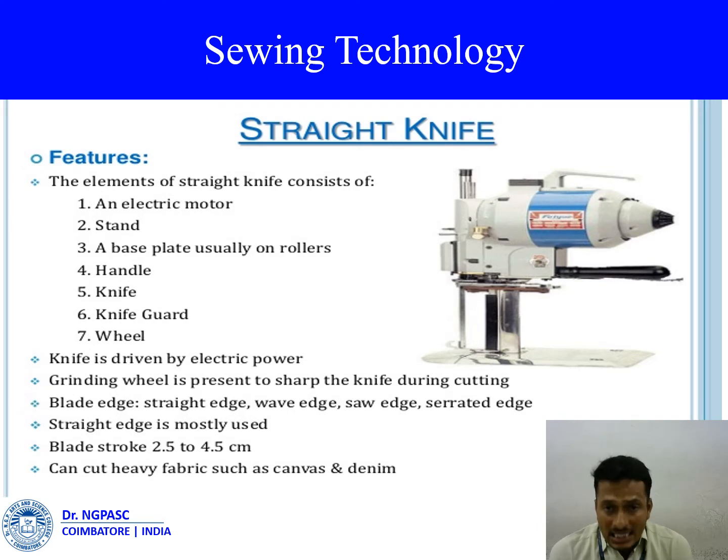One advantage of the strife knife is that we can move the machine around the cutting table, because the knife is driven by electric power. A grinding wheel is present to sharpen the knife during the process. Blade edges include straight edge, wave edge, and skew edge, etc. The straight edge is mostly used in our garment industry. The blade stroke is 2.5 to 4.5 centimeters. It can cut heavy fabrics such as canvas, denim, and so on.